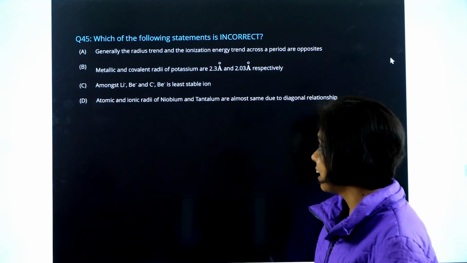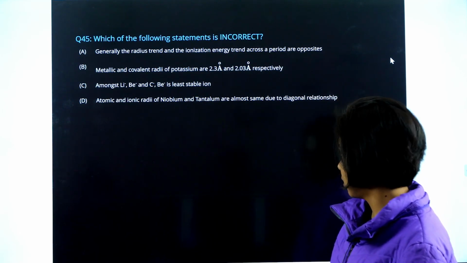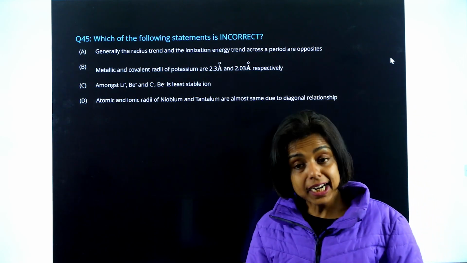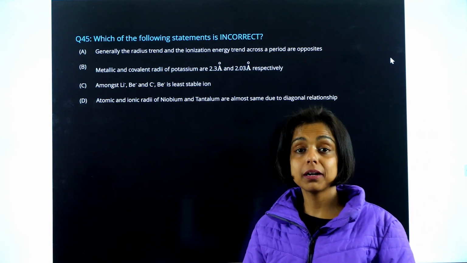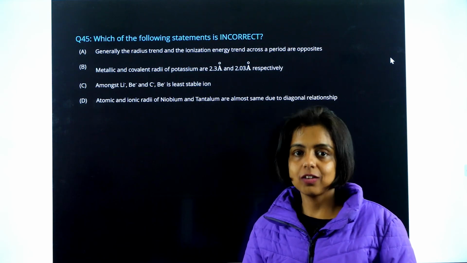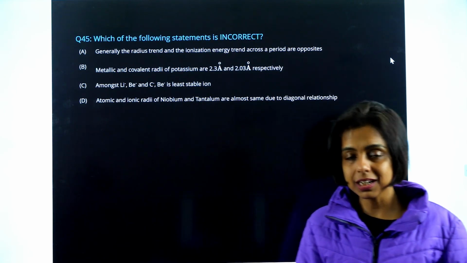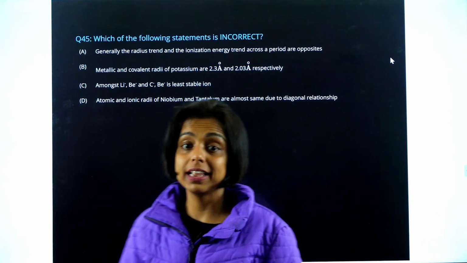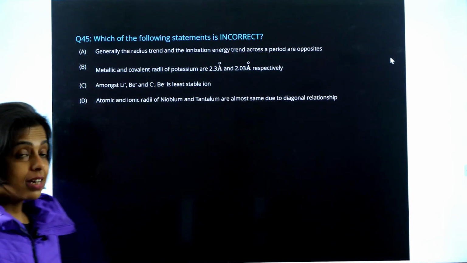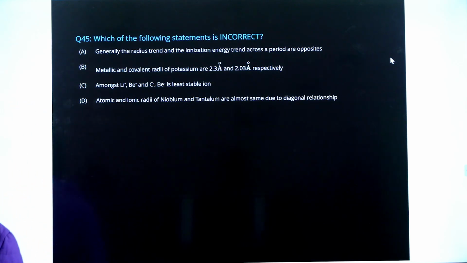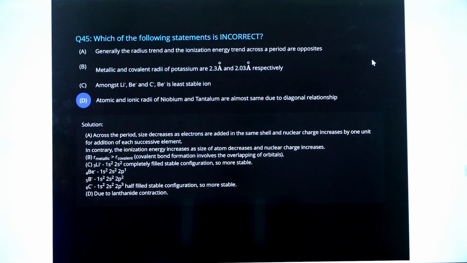Last, atomic and ionic radii of niobium and tantalum are almost the same due to diagonal relationship. They are indeed the same, but not due to diagonal relationship, but because of lanthanide contraction, right? So zirconium, hafnium, niobium, tantalum, molybdenum, tungsten have nearly the same size because of lanthanide contraction. So the reason is lanthanide contraction, not the diagonal relationship. So the answer to this question, the incorrect statement, is D.